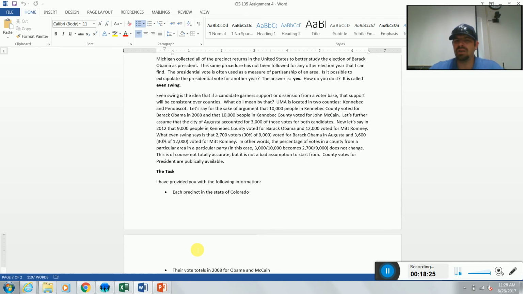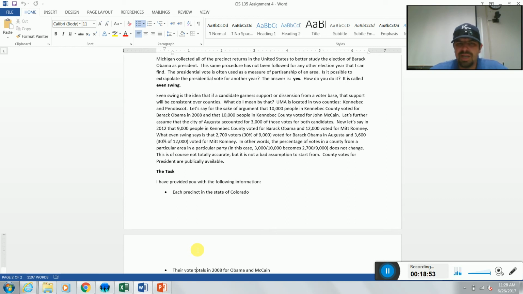So the practical implication of that is, let's say that there were 20,000 voters in Kennebec County in 2008, 10,000 of which for Obama, 10,000 of which for McCain. Let's then further assume that the city of Augusta provided 6,000 total votes, 3,000 of which Democrat, 3,000 of which Republican. In other words, Augusta was just like the county itself. Okay, now again, these are just numbers I'm making up.